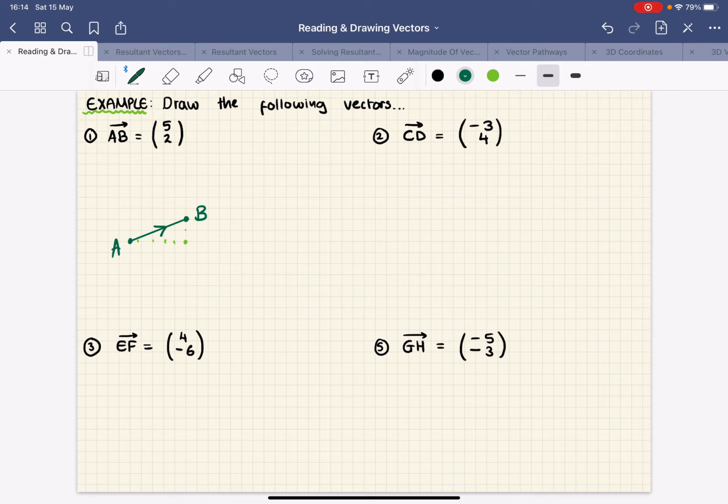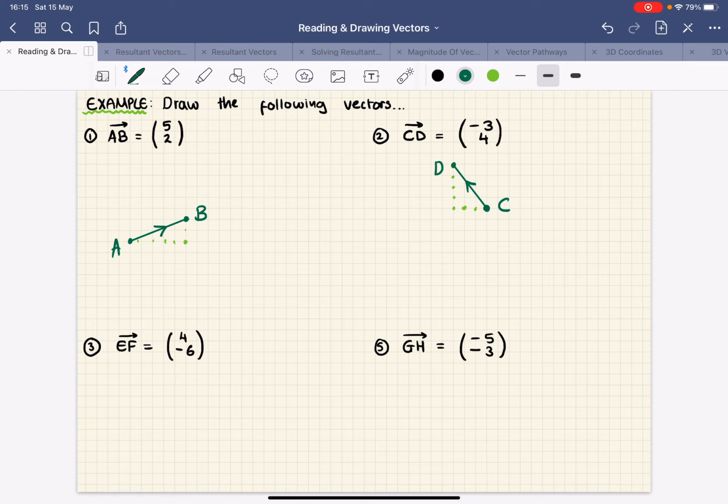So this time I want to do C to D, so again I'm going to plot my point and say that's C. And this time it's -3, so I've got to go to the left by 3 spaces. And then it's a 4, so I want to go up by 4. 1, 2, 3, 4. So that's where my D is. And I'm drawing out the line. And I want to draw an arrow pointing from C to D.